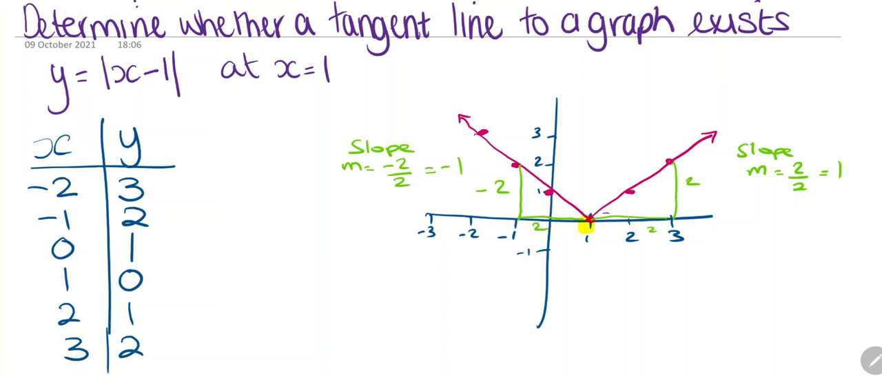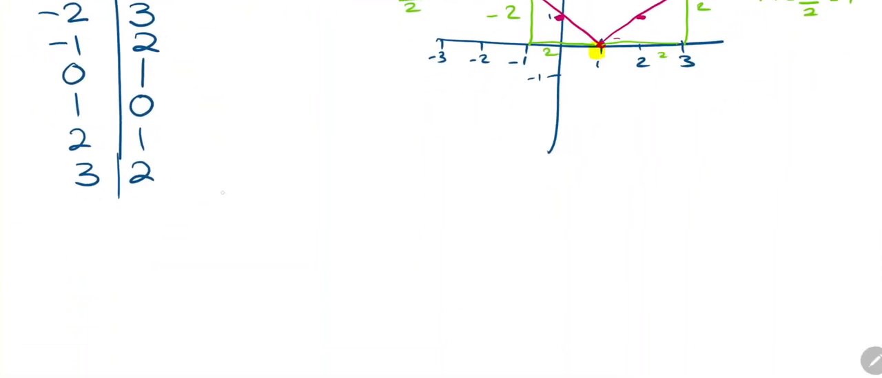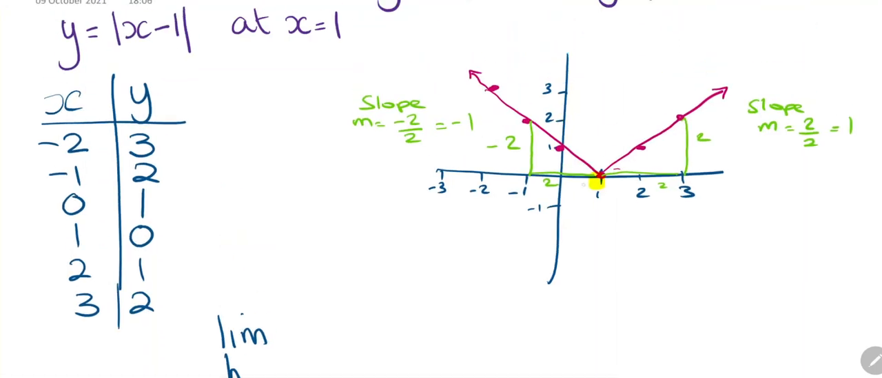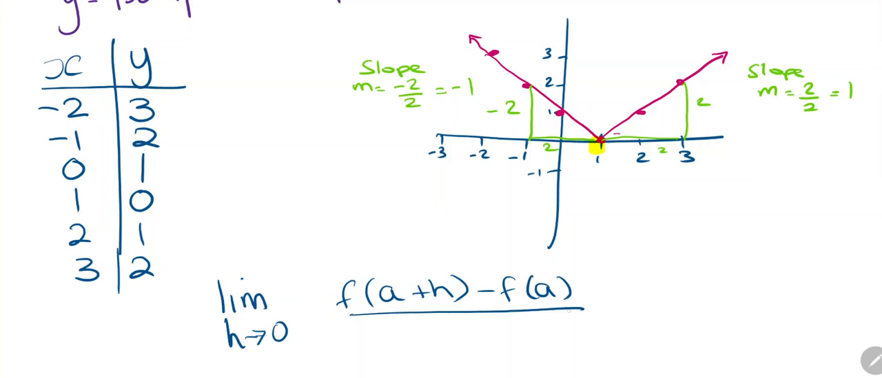But let's have a look at this now numerically. So let's see what we can do. So the limit. Because we're talking about at x is equal to 1, we're going to look at this when the limit is 0. So we need to look at both sides. And this is when x is 1. So we're going to use f of a plus h minus f of a divided by h.